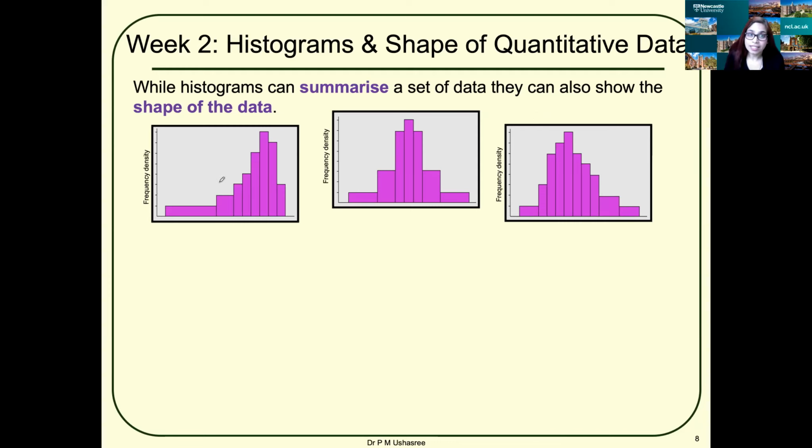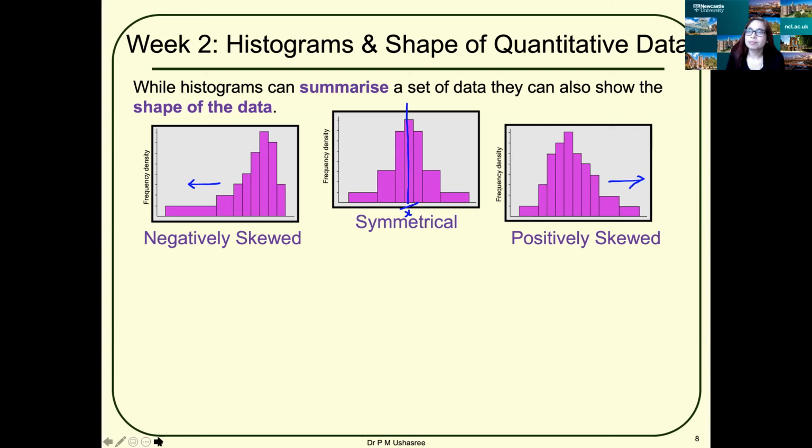We have seen that when we have data spread towards the left of the histogram, the shape is called negatively skewed. And when we have the data spread towards the right, we call it positively skewed. And when we have data symmetrically spread about the mean, we call it symmetrical data. So we have seen 3 different types of data. Now this is for the sample.